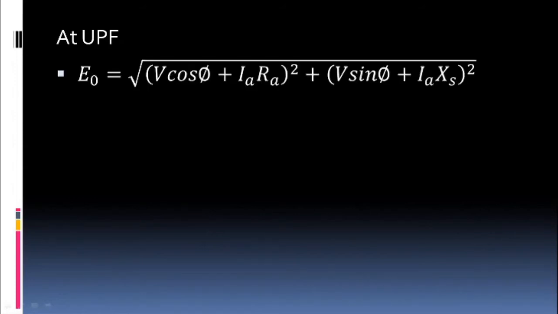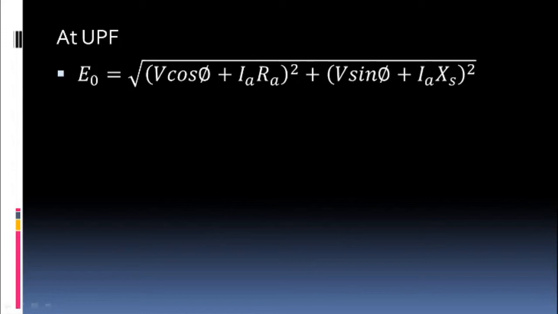So now we will consider three different conditions: UPF, 0.8 lagging and 0.8 leading. Okay, so at UPF I will write down the EMF equation. So what is the EMF equation? We already derived this equation. You can see the previous video to know how we got this equation of EMF. Here we are directly using it because we have it at UPF.